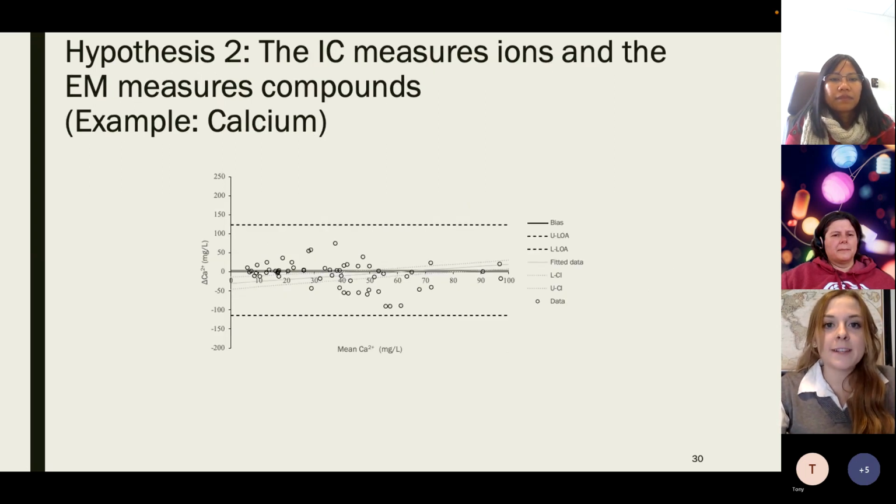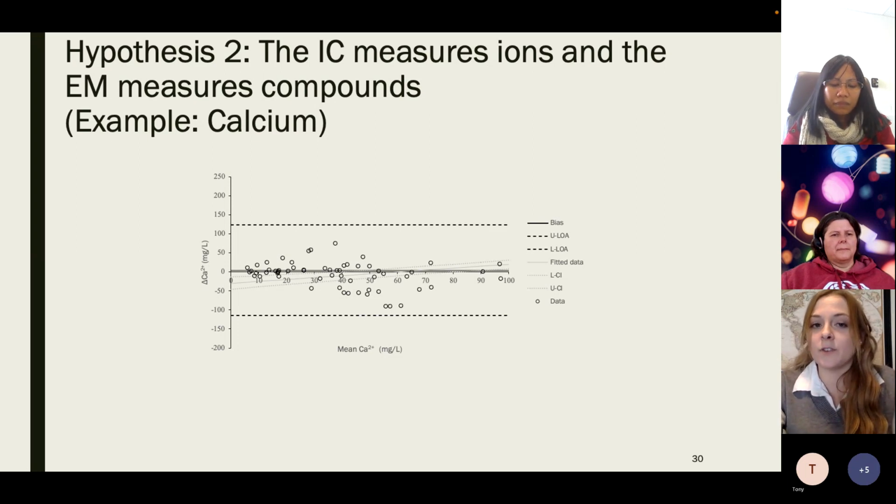And then the second hypothesis is that the IC measures ions, whereas the Exact Micro 20 measures compounds. So here I have an example of calcium. The agreement is better, but we can still see the majority of our points are outside of this 95% confidence interval. And we really need it to be within for those to have agreement. So now using calcium, the Exact Micro 20 is measuring calcium carbonate.